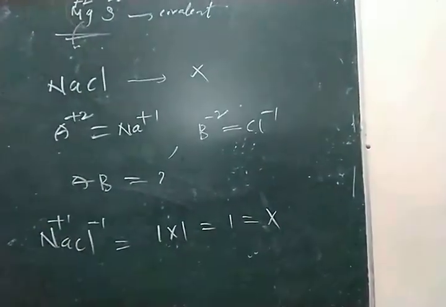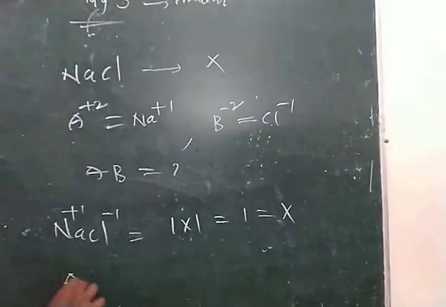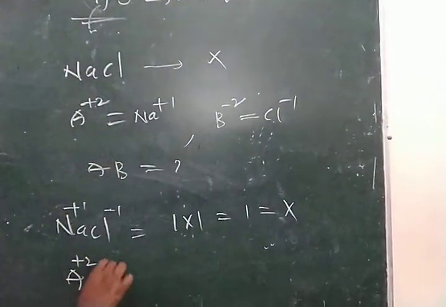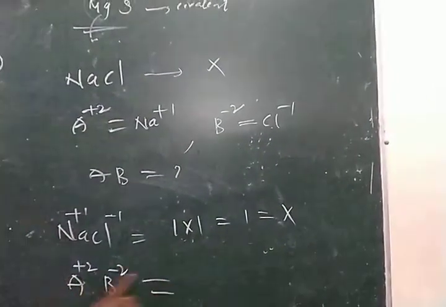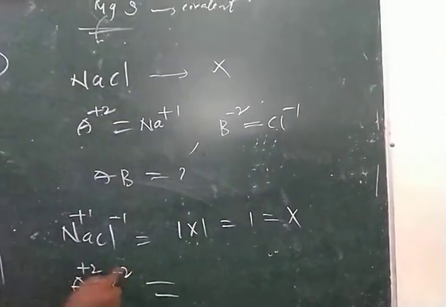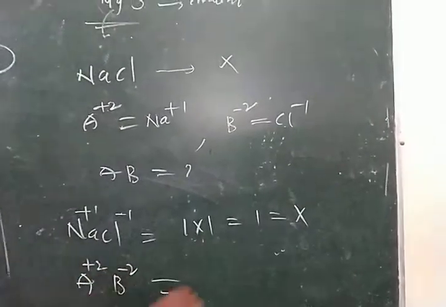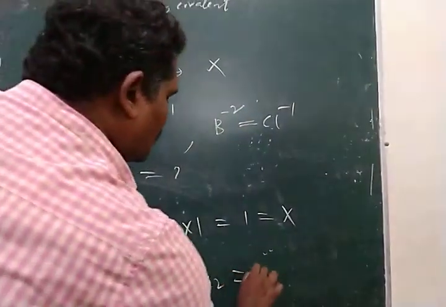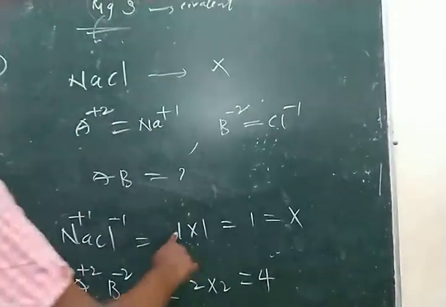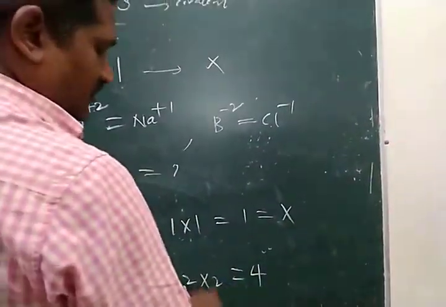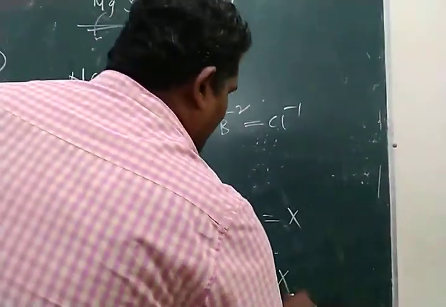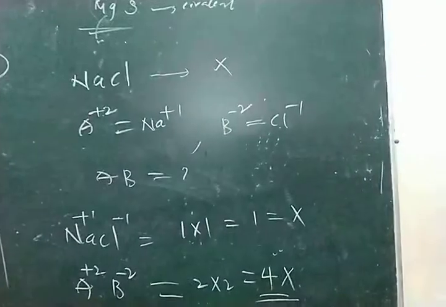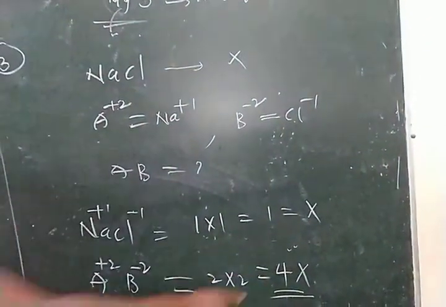Then in the case of AB, A is plus 2 and B is minus 2. So that's why 2 into 2 charges must be multiplied. So 2 into 2 equals 4. That means for 1 into 1 it is 1x, then for 2 into 2, which is 4, the value is 4x. The value is 4 times x.